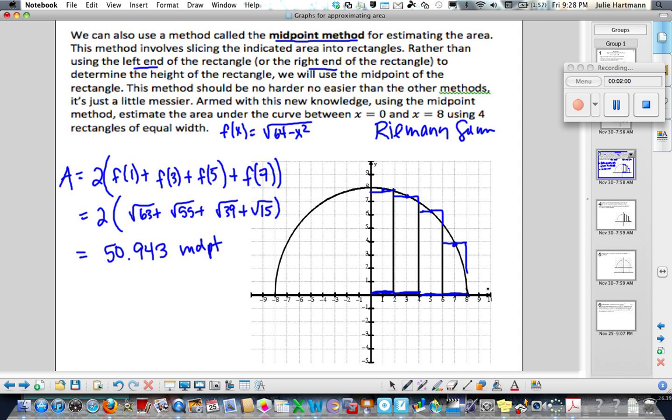And if you recall from the first two, our left endpoint was 55.931. That's our left endpoint. Our right endpoint was 39.931. So you see the midpoint falls right in between there, as it should.